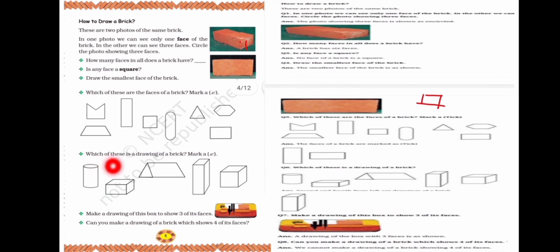Now which of these is a drawing of a brick? 1, 2, 3, 4, 5. Here 5 pictures are given and we have to find which one is in the form of a brick. So a brick is in the shape of a cuboid, and here this one is the cuboid shape. So this is the answer. This is a brick shape.